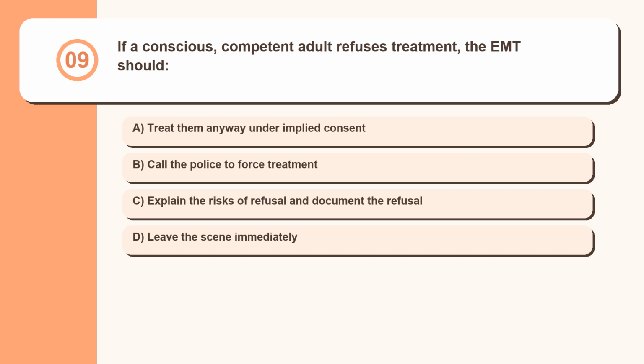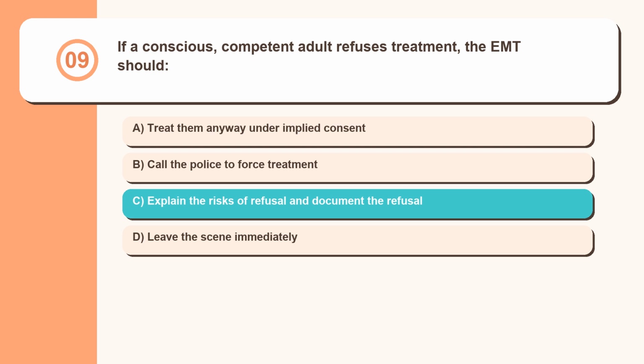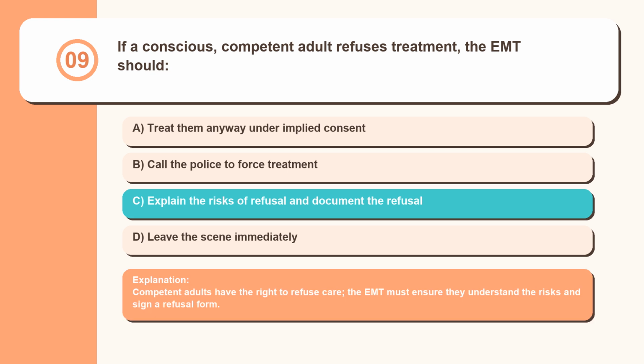Question 9. If a conscious, competent adult refuses treatment, the EMT should treat them anyway under implied consent, call the police to force treatment, explain the risks of refusal and document the refusal, leave the scene immediately. Competent adults have the right to refuse care. The EMT must ensure they understand the risks and sign a refusal form.